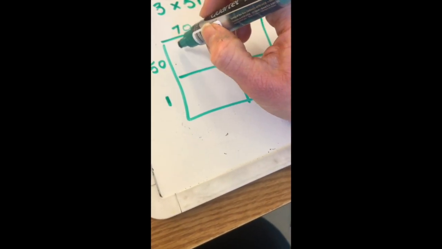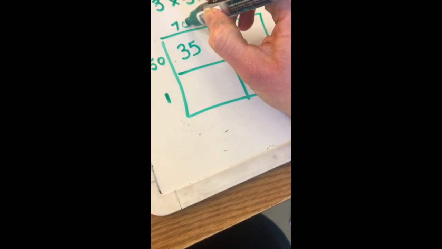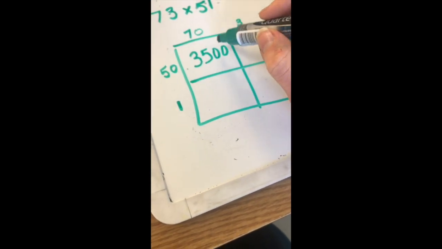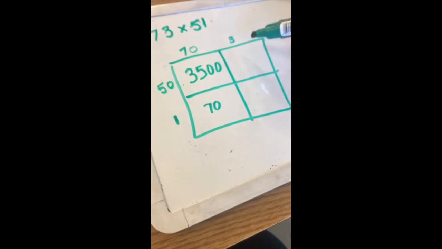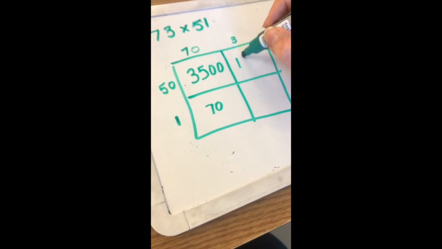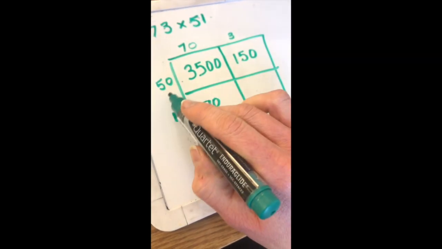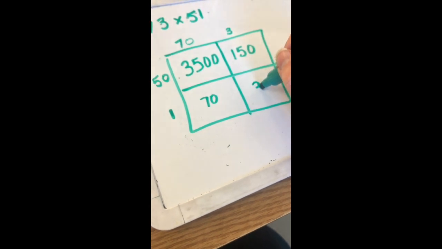So 50 times 70 is the same as 5 times 7. 5 times 7 is 35. And because we look at our zeros, our factors of 10, we add 2 zeros. So that's 3,500. Now, 70 times 1, well, that's just 70. 50 times 3, I look at 5 times 3 is 15, and I add a 0, because there's only one product of 10 there. And then 1 times 3 is 3.